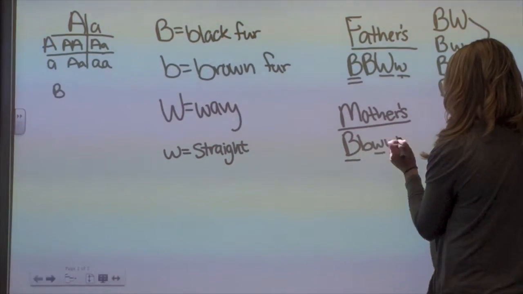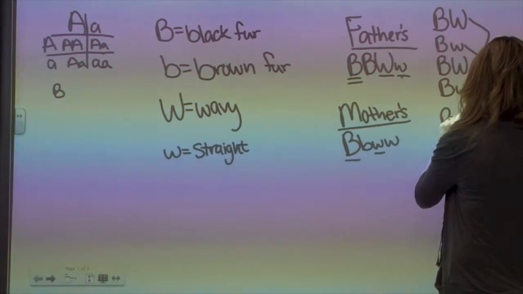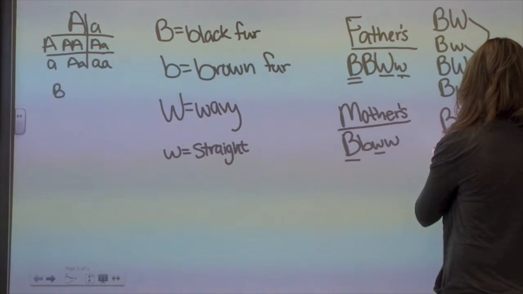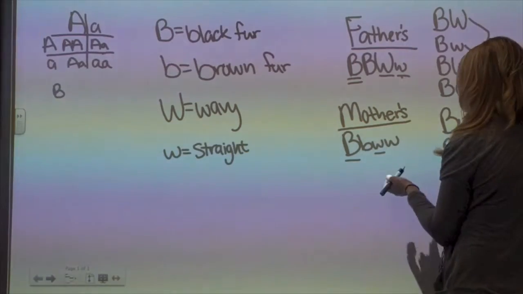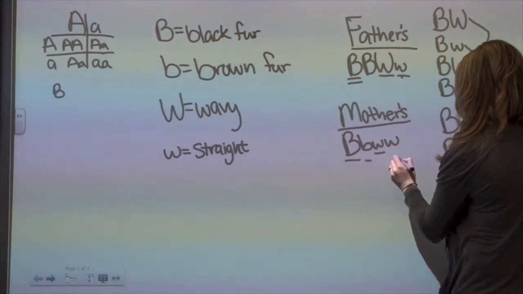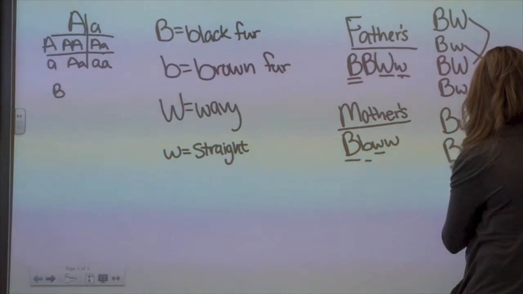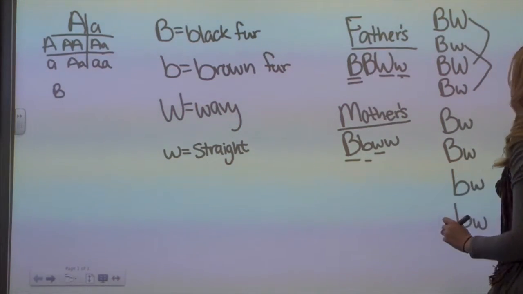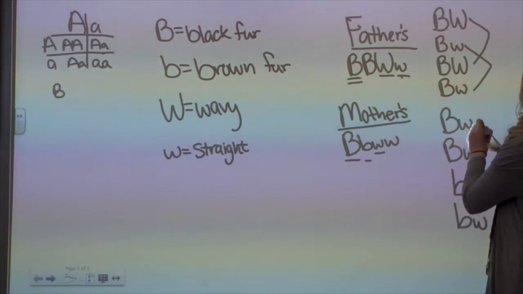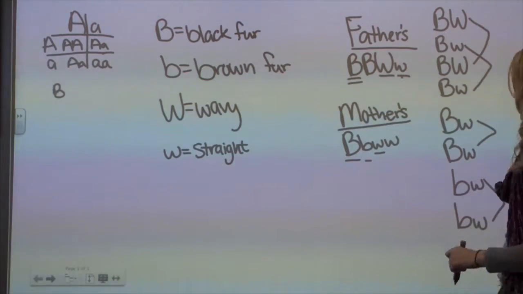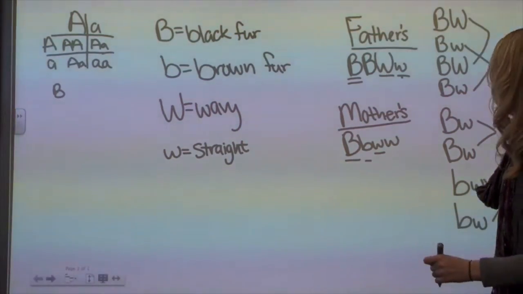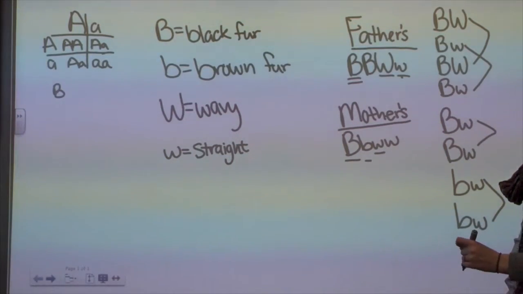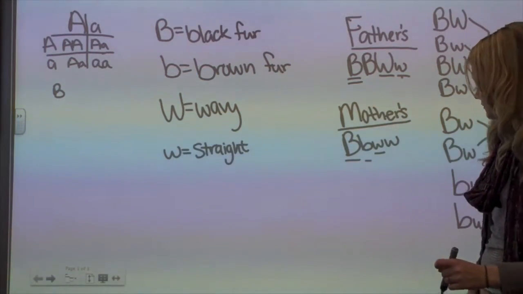So now I'll do it for the mother. We have big B, little w, big B, little w. Now with the little b: little b, little w, little b, little w. So these are all of our possibilities, again with two duplicates for the mother as well. So now what we're going to do is cross all of these.